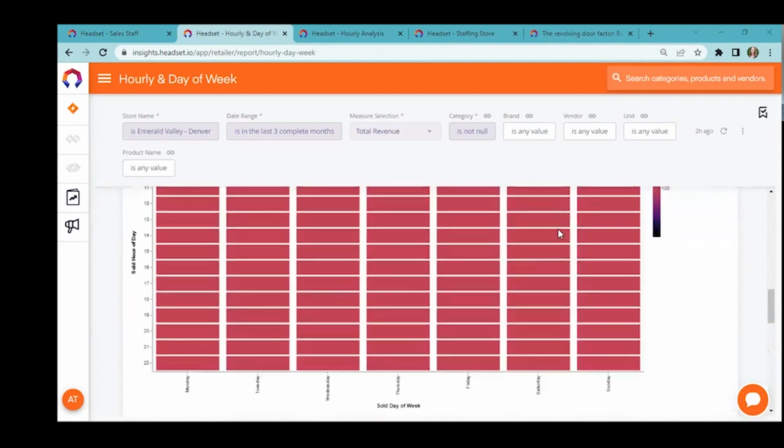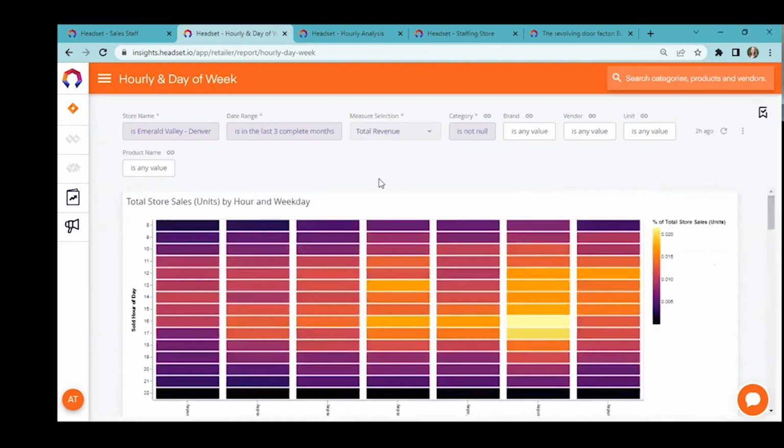Pretty straightforward with this hourly and day of week, but do you have any questions on this? Nope.